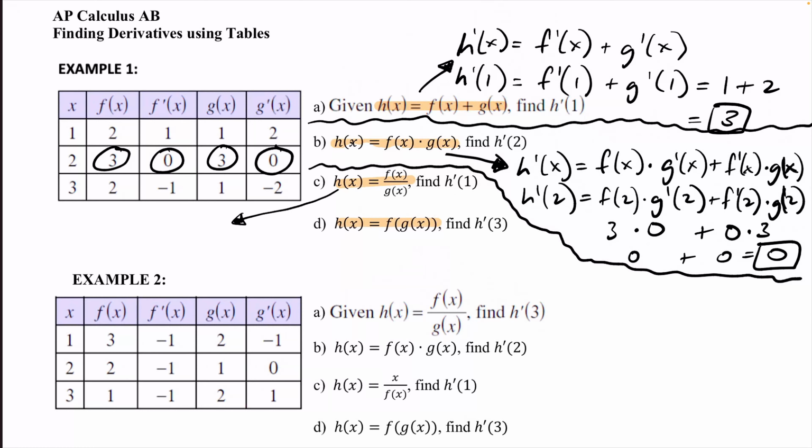H prime is going to need quotient rule. So we have low times the derivative of the high, minus the high times the derivative of the low, over the low squared. That's the derivative.